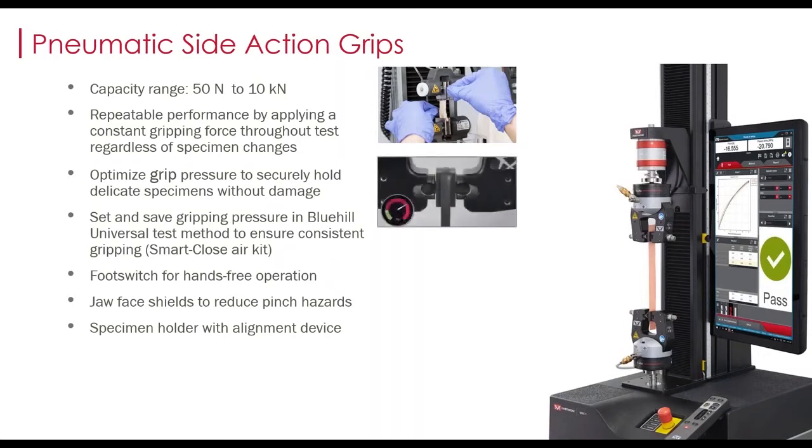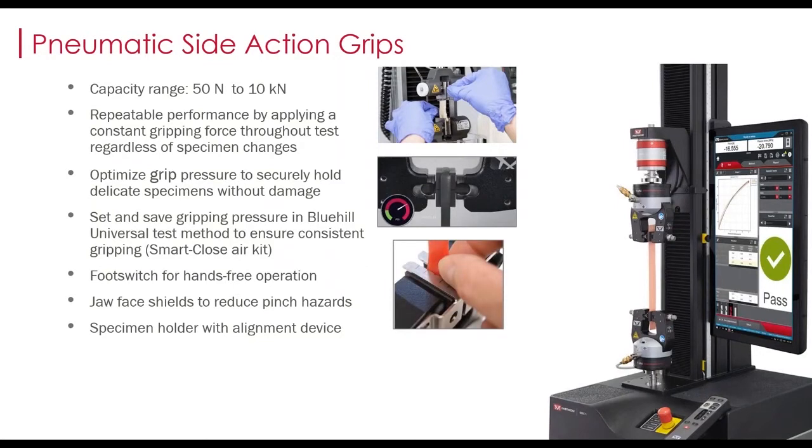As we discussed earlier, when using the new Smart Close Air Kit, the proper grip pressure can be saved in the test method to ensure it's always set correctly for that particular test. Using a foot switch to open and close the grips allows the user to focus on specimen loading without having to remove a hand from the specimen to reach for a valve.